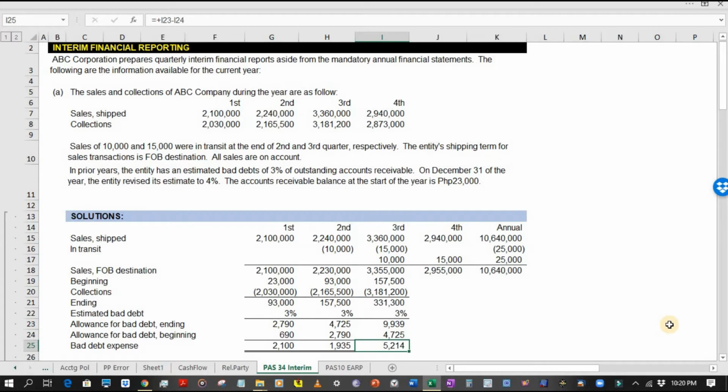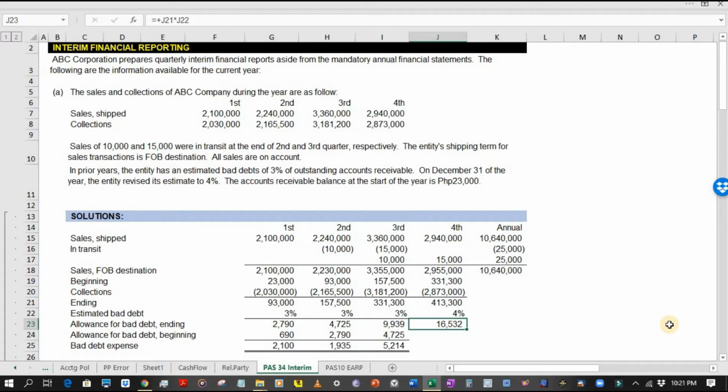Then lastly, the fourth quarter. Our beginning balance is 331,300 less collections in the fourth quarter, equals the ending balance of 413,300 multiplied by 4%. So this time the revised estimate will be used, which is 4%. So the 4% of 413,300 is equal to 16,532 pesos.